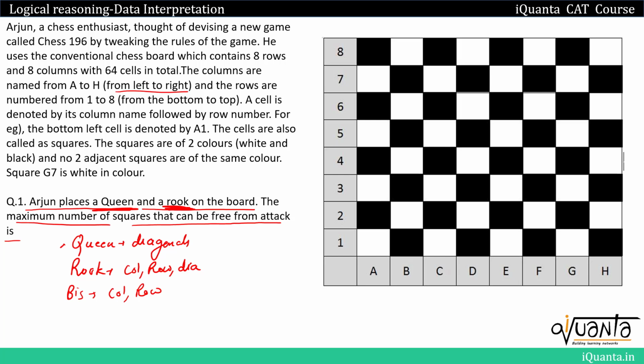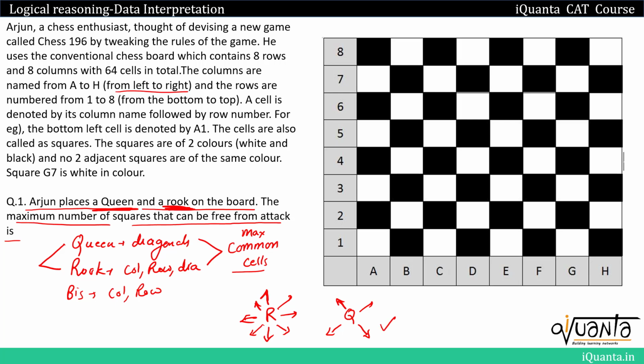Now we just have to consider one rook and one queen. So we can only minimize the number of cells attacked by a queen and rook when we maximize the common cells that are being attacked by both. So basically, the rook can attack in this direction, this direction, this direction, this direction, even the diagonals, while the queen can attack only in the diagonals. So we have to maximize the common cells that are being attacked by the queen and the rook. So when will this happen?